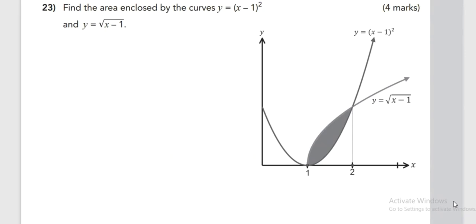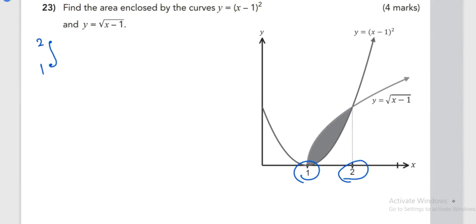Question 23. Find the area enclosed by the curves y equals (x minus 1) to the power of 2 and y equals root x minus 1. Here he gives the two functions and he gives the bounds of integration. If he didn't give the bounds of integration, we have to put y1 equal y2 and solve to find the values of x. But here it already gives the bounds of integration, which are a and b. Then we'll use the rule directly. It's integration from a to b, it will be from 1 to 2, and the rule is already written in the formula sheet.